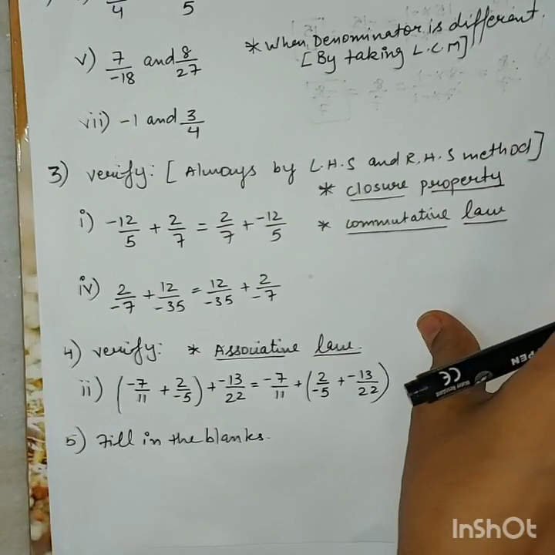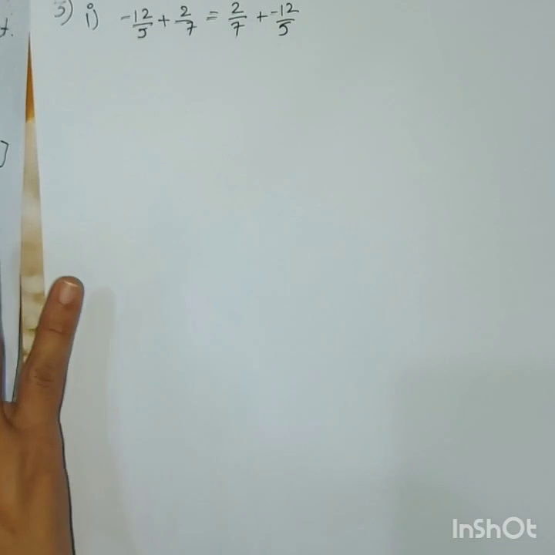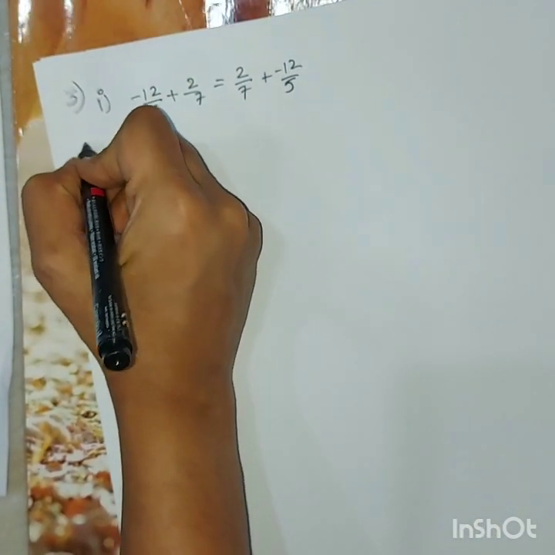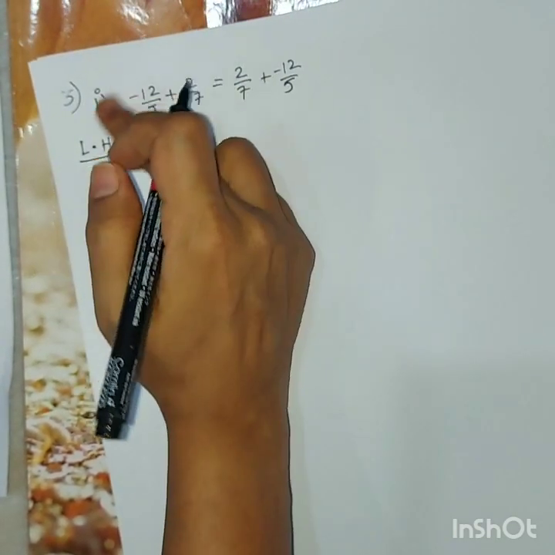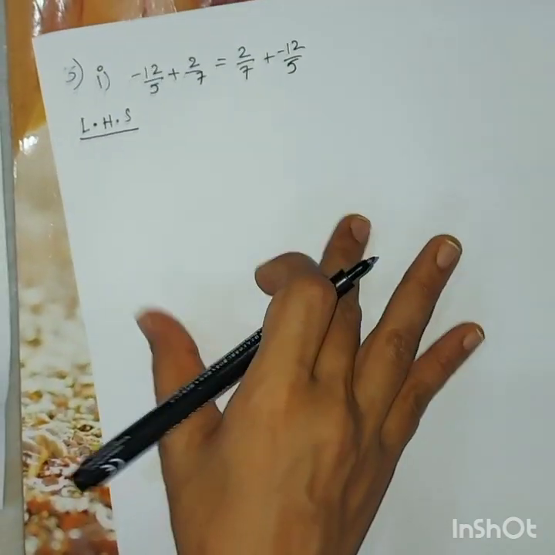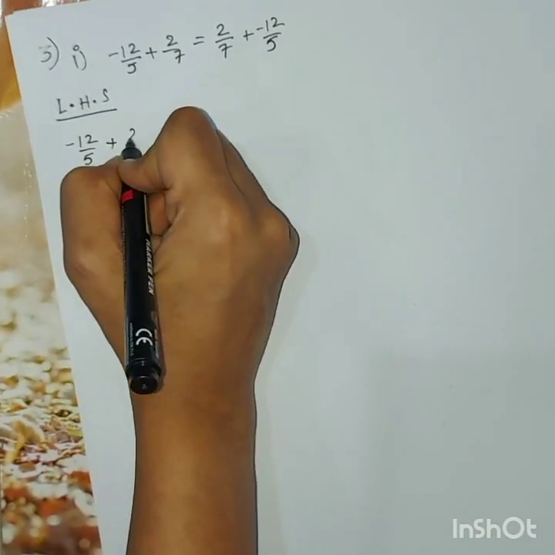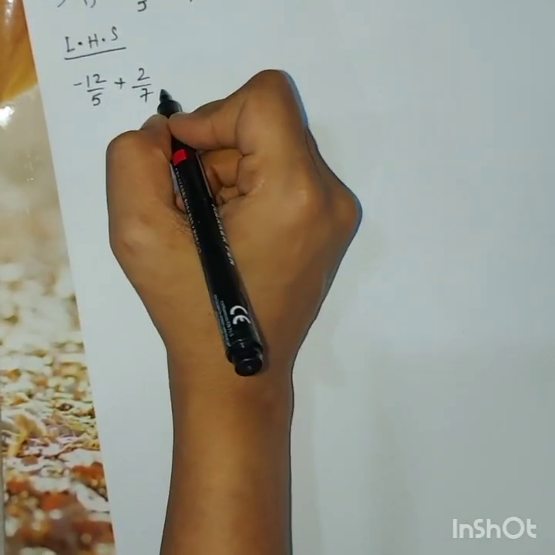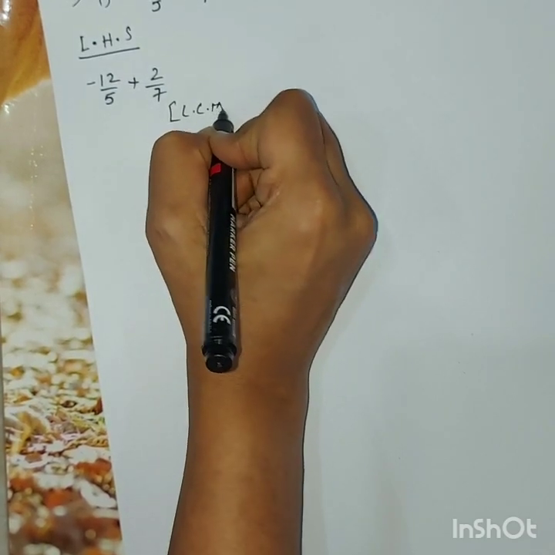Now we are going to do this: minus 12 upon 5 plus 2 upon 7 equals 2 upon 7 plus minus 12 upon 5. We have to take it as LHS and RHS. LHS means left hand side, RHS means right hand side. First of all we will solve LHS, that is minus 12 upon 5 plus 2 upon 7. As usual we have to do the addition part. We know denominators are not the same. LCM of 7 and 5 is 35.